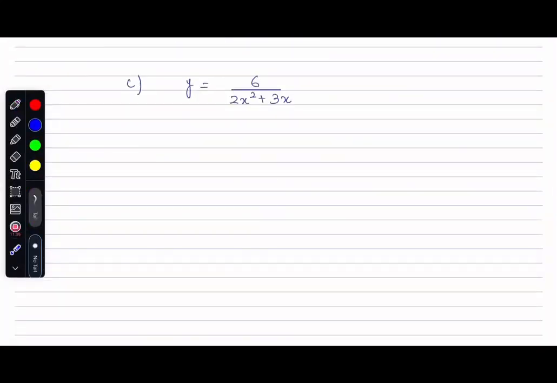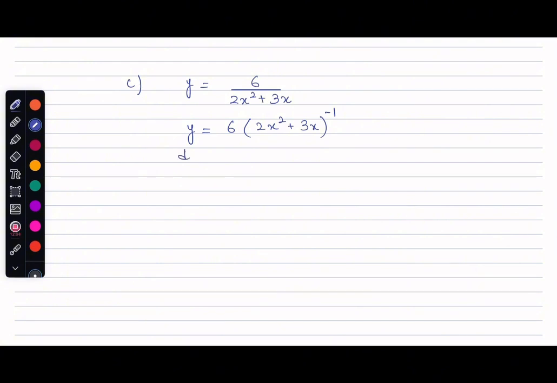So now we are given the equation y equals 6 divided by 2x squared plus 3x. Again, I can see I have variables in the denominator and I need to differentiate them. I need to get the derivative of the function. Therefore, to simply differentiate this function, I should say y equals 6 times (2x squared plus 3x) to the power minus 1.